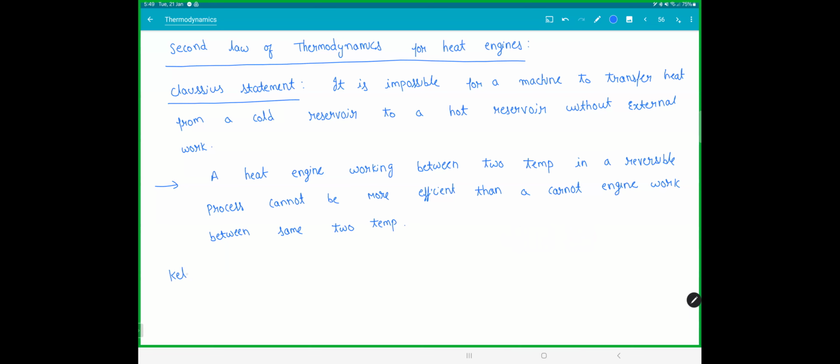These are all different forms of the second law, but all are based on heat engines. Like I said, in chemistry they're more interested in exothermic and endothermic, so that is more about heat. Here we're more interested in work.